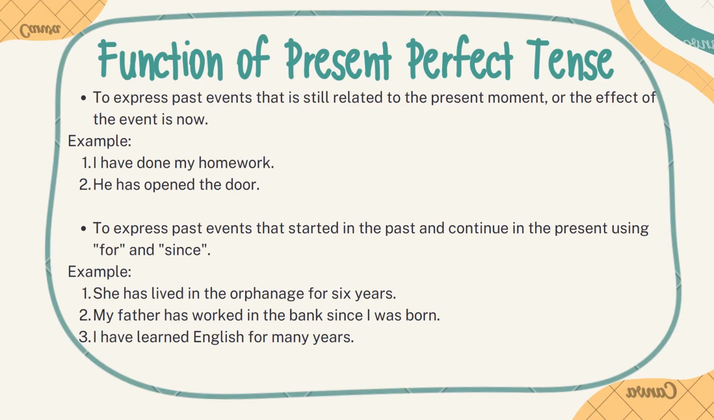Alright students, let's start our lesson today. Our first discussion will be about the functions of present perfect tense. There are several functions of present perfect tense. The first function is to express a past event that is still related to the present moment, or the effect of the event is now.